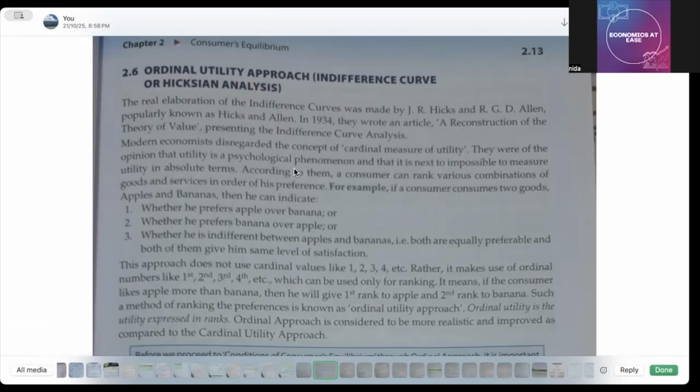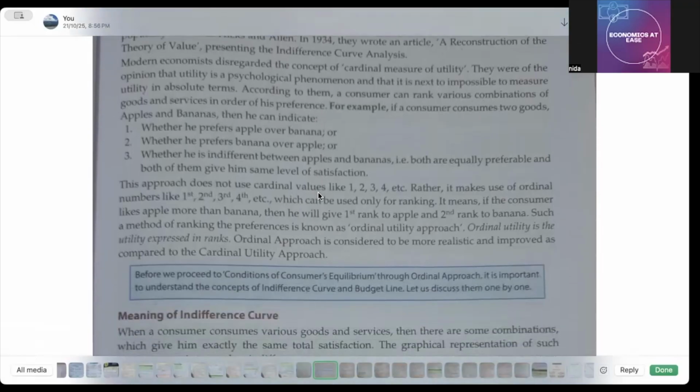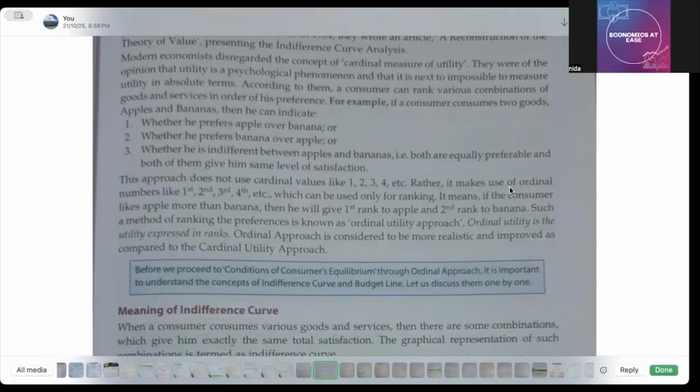Anyways, you just need to know that in this theory a consumer can rank various combinations of goods and services in order of his preference. Whichever combination it is, he is getting full satisfaction. Here we make use of ordinal numbers like first, second, third, that is, we give a ranking order. If the consumer likes apple more than bananas, with two commodities, apple and banana, or bread and butter, or car and petrol, then he will give first rank to apple and second rank to banana. Such a method of ranking the preferences is known as the ordinal utility approach.